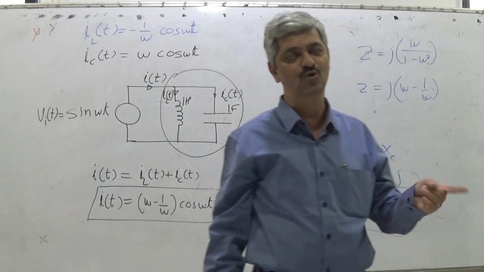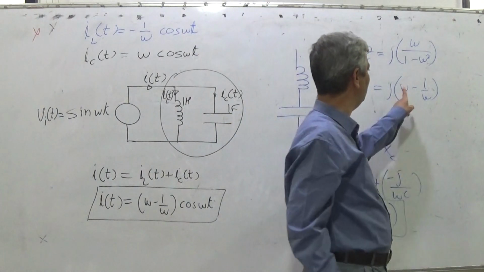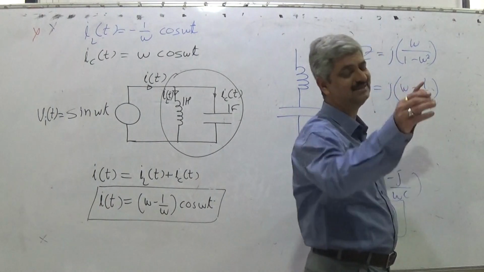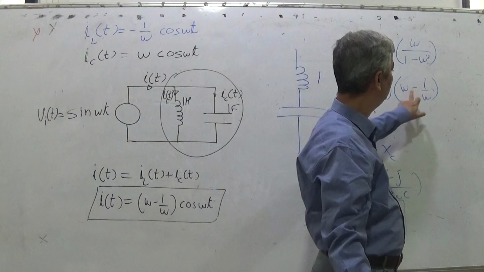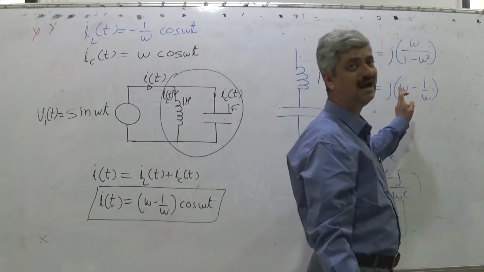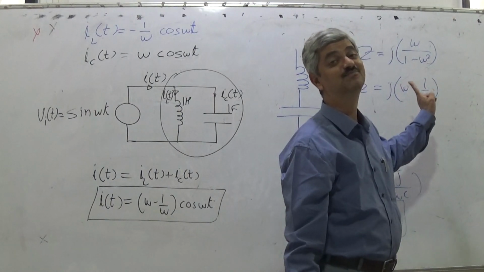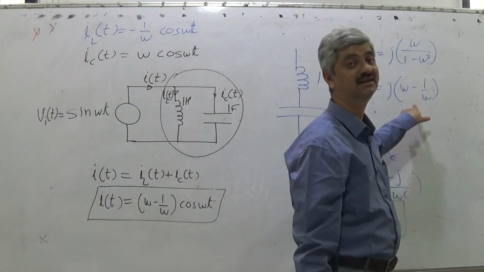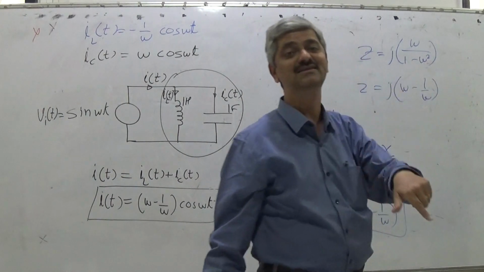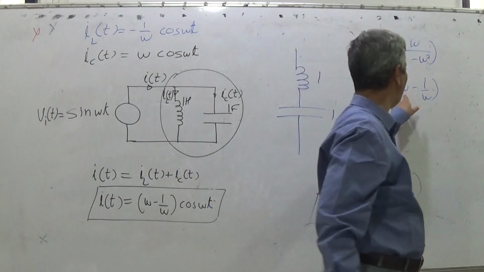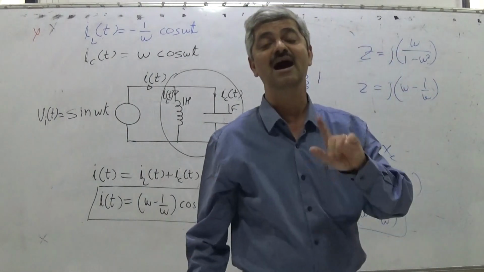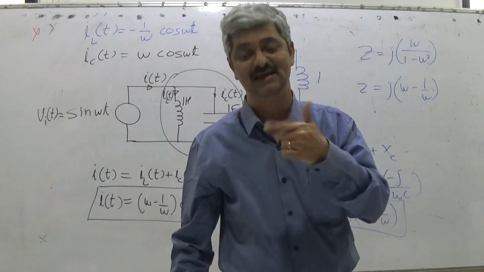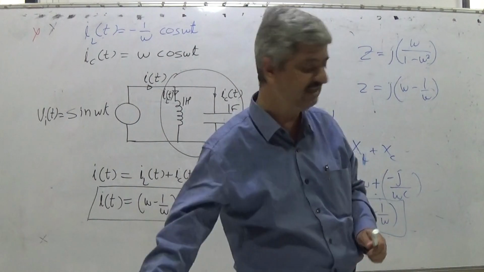Then for omega more than 1, if omega is 2, it is half. So for omega more than 1, it is positive, so it behaves like an inductor. For omega less than 1, if omega is half, half minus 1 upon half is half minus 2, that is negative, so it is a capacitor. So, the LC series circuit.